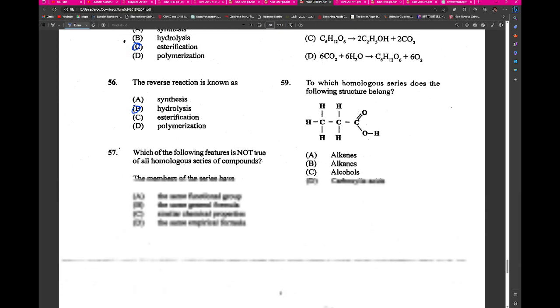Right? Which of the following features is not true of all homologous series of compounds? Not true. They have the same functional groups. They have the same empirical formula. I don't think they have the same empirical formula.